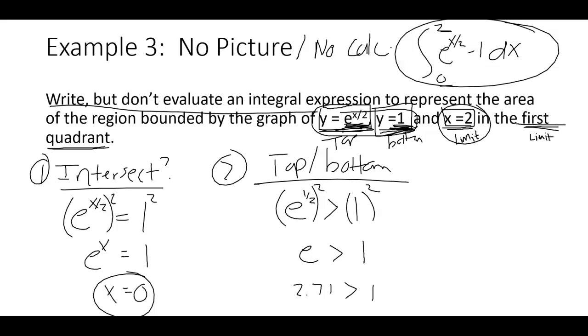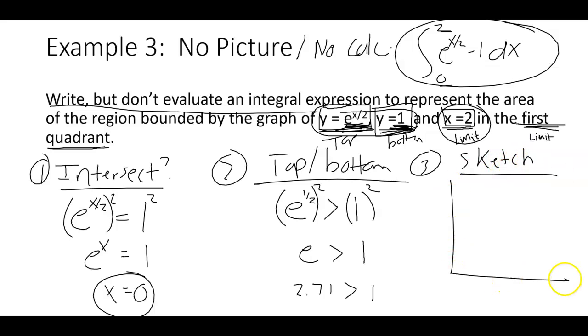Okay, now you could even try to sketch the picture. You don't have to because we are done. We've accomplished our goal. But if you want to see what this picture would look like, we're only in the first quadrant, right? So I'm only going to draw the top right portion of a graph. Second of all, we're going up to x equals 2, so I'll draw a vertical line there as a boundary.